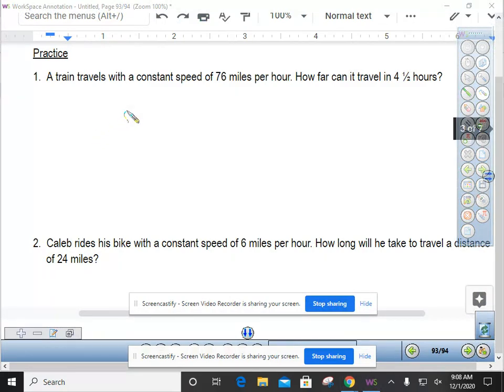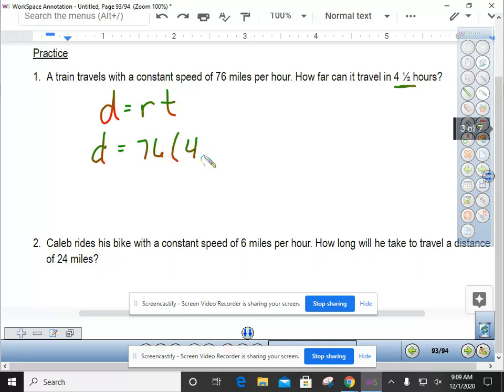Number 1, a train travels with a constant speed of 76 miles per hour. How far can it travel in 4.5 hours? What is it asking you to find? The distance. What's the distance formula? D equals RT. It's asking for how far it can travel in what? 4.5 hours. What is the rate? 76 miles per hour times the time, which is 4.5 hours. There you go. Y'all go ahead and work that out.